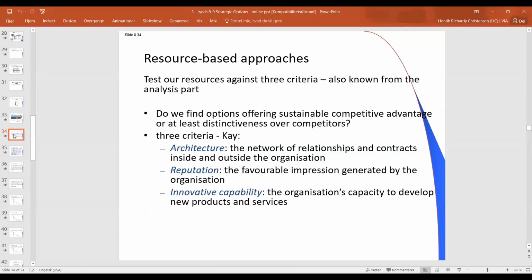Then we have some what we call resource-based approaches. We have also talked about this in the analysis part, and Kay here would simply say, do you have any networks or relationships inside and outside that you can build upon and thereby take advantage of? What about your reputation? Do you have in the marketplace, do people have a favorable impression of you and your organization? And then how can you take advantage of that?